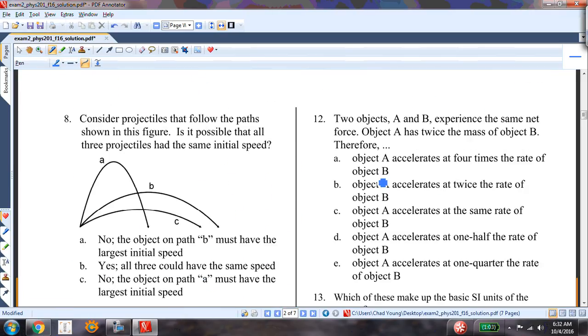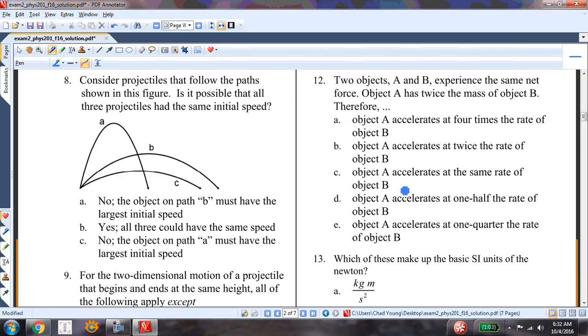Consider the projectiles that follow the paths. Is it possible that all three projectiles have the same initial speed? Yes, all three could have the same initial speed. It's just they would have different angles. So for example, this one might have an angle of 60 degrees, this one might have an angle of 45 degrees, and this one might have an angle of 30 degrees, something along those lines. So yes, all three could have the same speed.